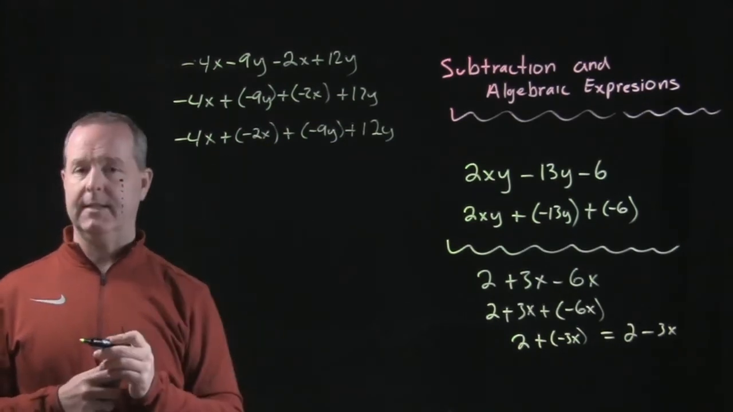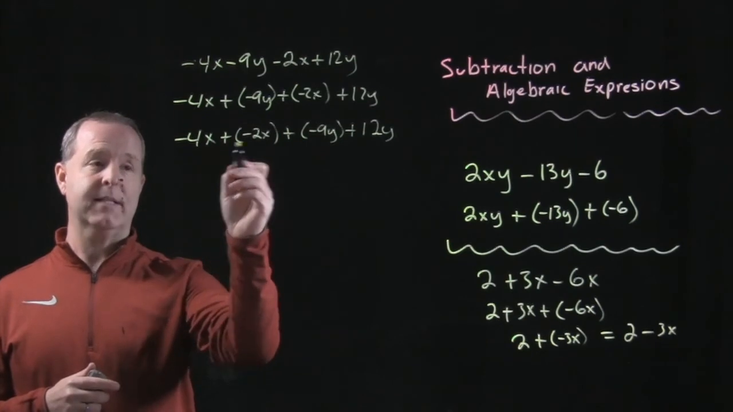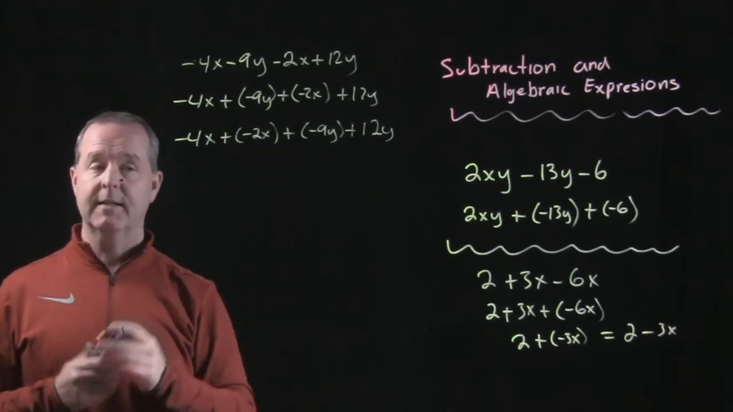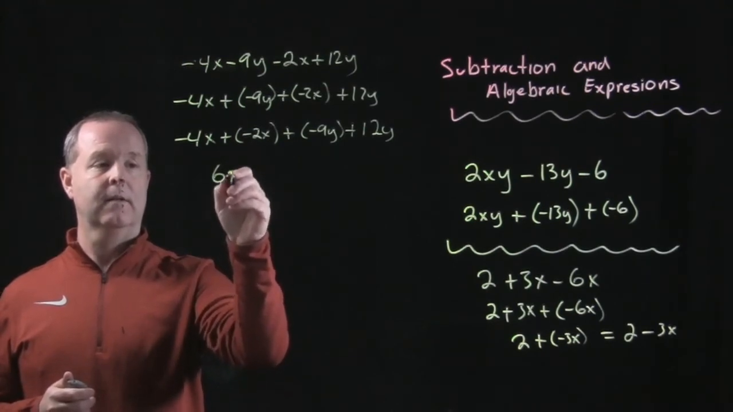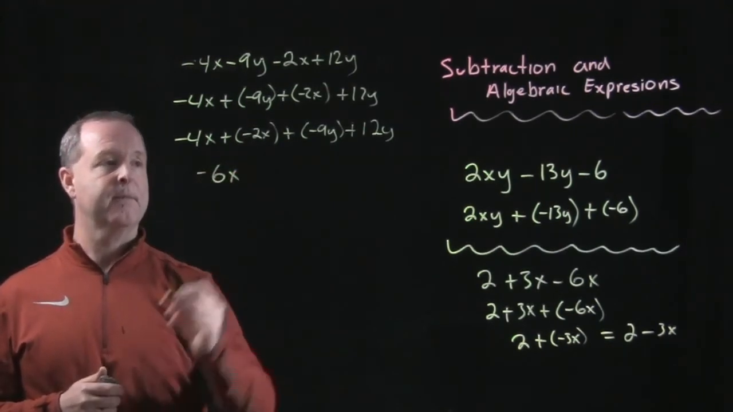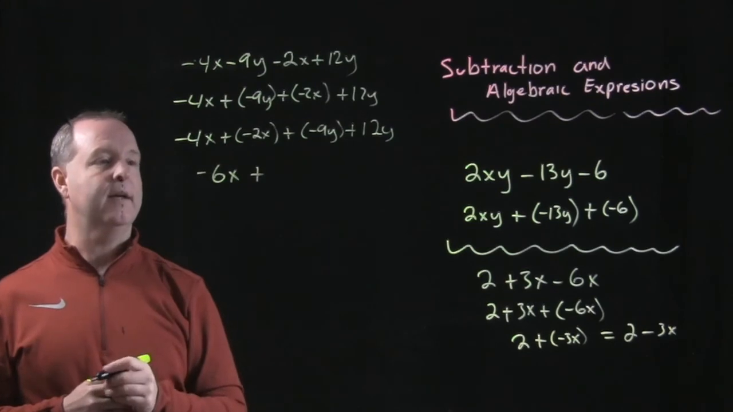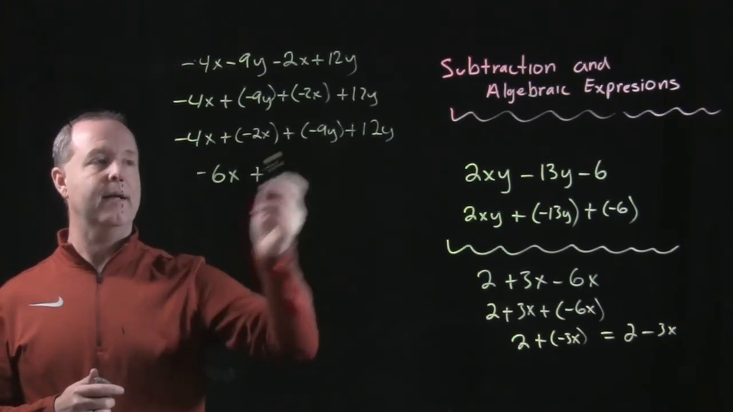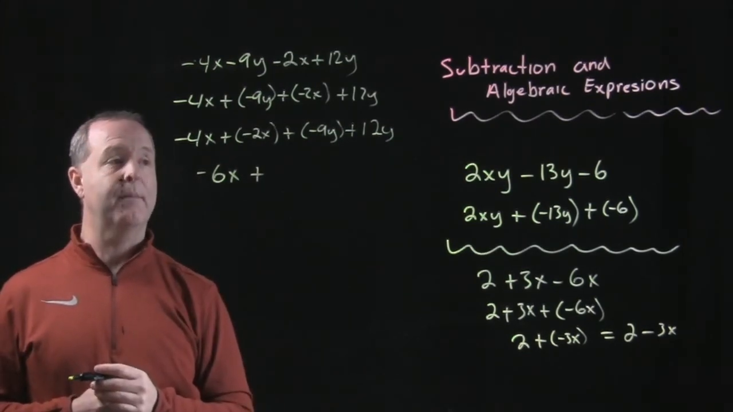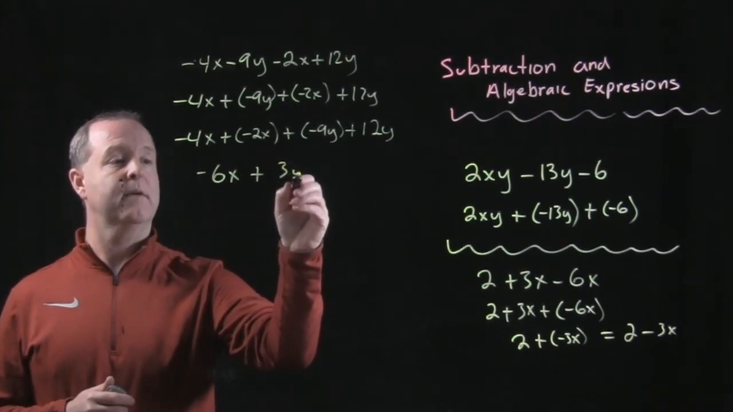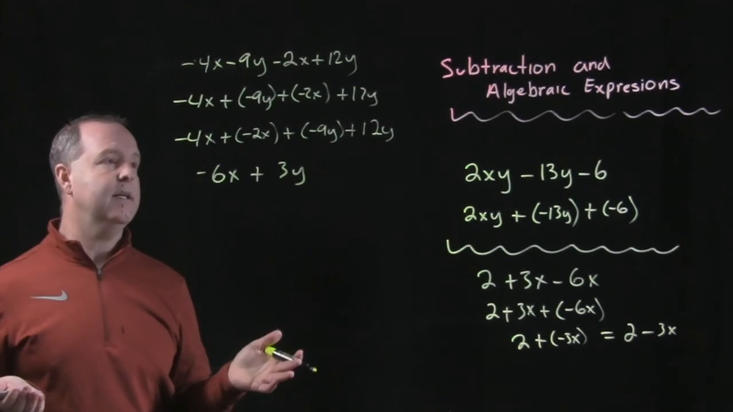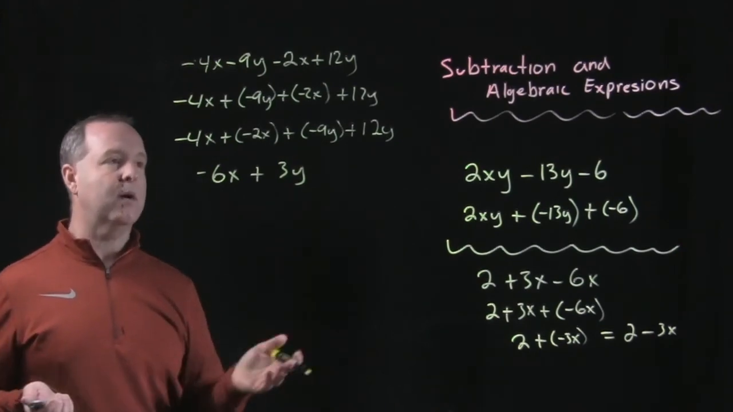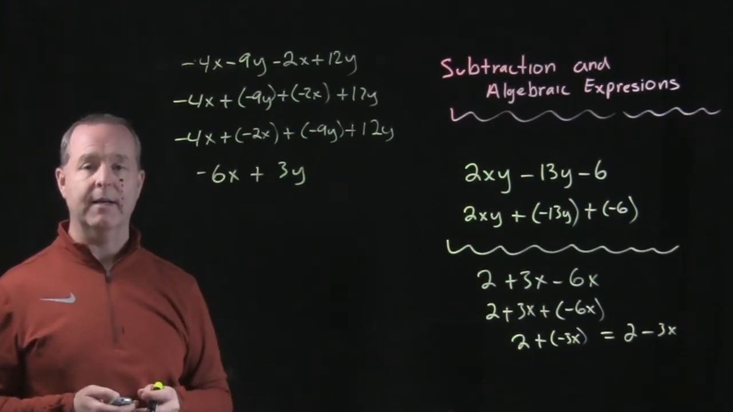So how many total x's do I have? Negative 4x plus a negative 2x. Since they're the same sign, I can add their magnitudes and carry the sign. Then I have my y's over here. It looks like I have a negative 9y plus a 12y, and that produces a total of a positive 3y. So there we go, subtracting and looking at some algebraic expressions here.